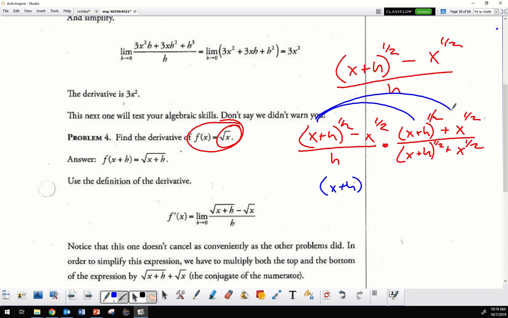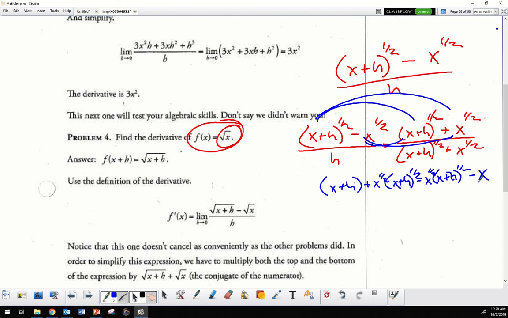So there's my first one. And then my second one is going to be plus x to the 1 half times x plus h to the 1 half. And then this one is going to be minus x to the 1 half times x plus h to the 1 half. And then my last one is going to be a negative and a positive, x to the 1 half times x to the 1 half. I add the exponents, it's just going to give me a negative x.